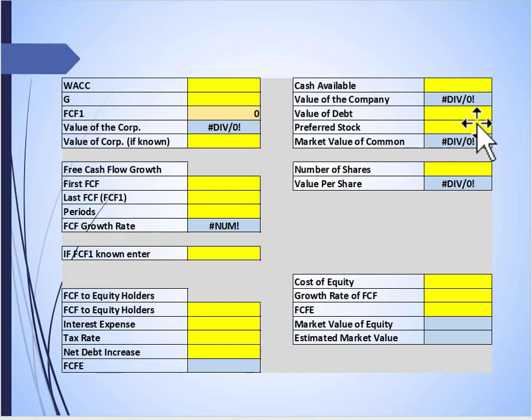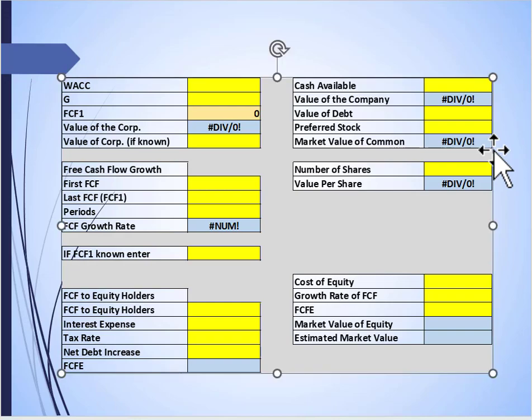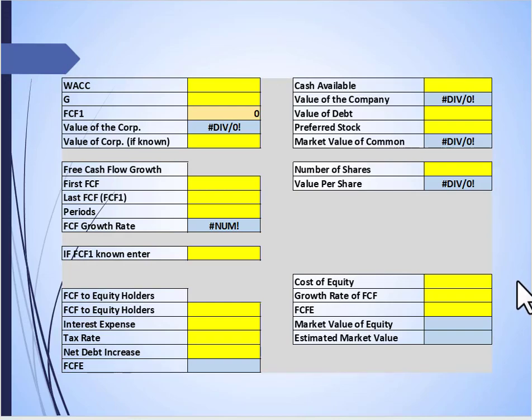If you input the value of the debt, the value of the preferred stock, it's going to give us an answer here of the market value of common stock. If you want to break this down into per share, you need to know how many shares of stock there are. So again, if there are 10,000 shares, you divide 10,000 into the market value of common here. That will give you an estimate of the value per share.